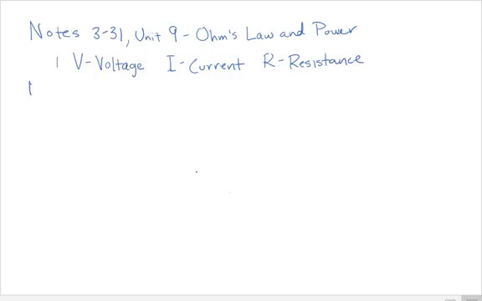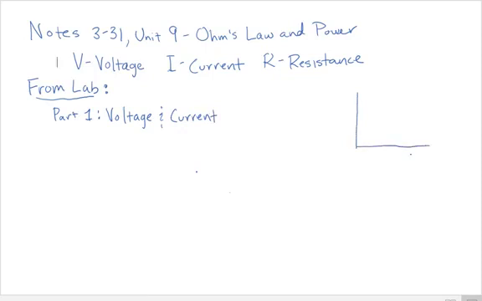So let's look at our lab results. We had two parts of our lab. So let's start looking at part 1. And in part 1, we looked at voltage and current. So we changed the voltage up and we saw what effect it had on the current. And this was pretty straightforward when you did this in the lab. If you had the voltage, your independent variable here, and your current here, you got a nice straight line. It should have been close to going through the origin. So we get a pretty clear linear relationship.